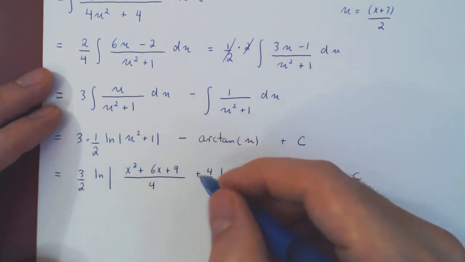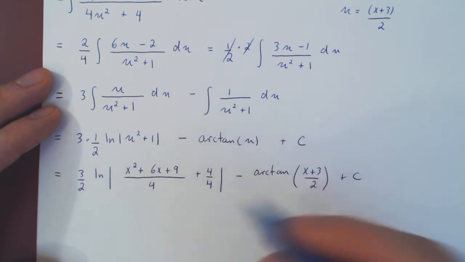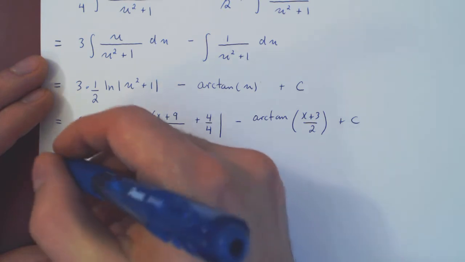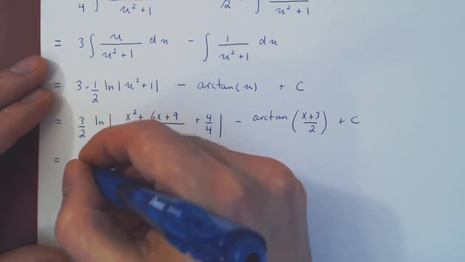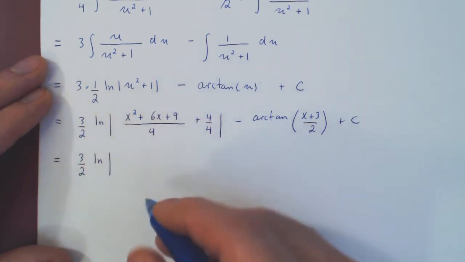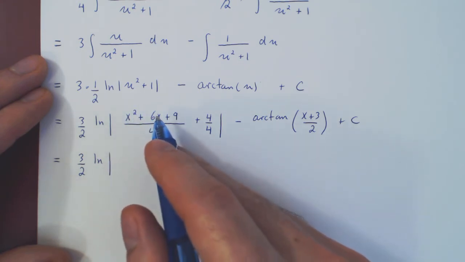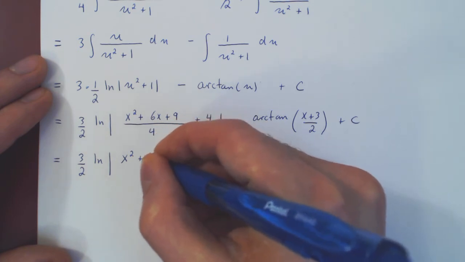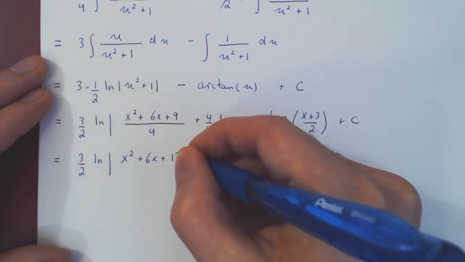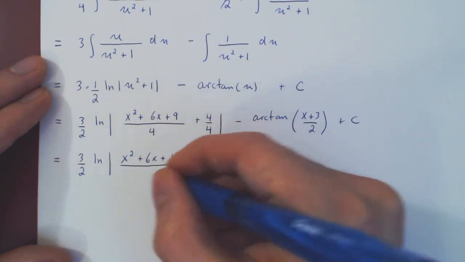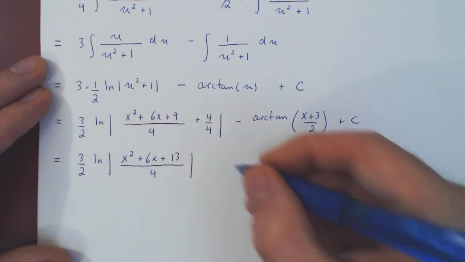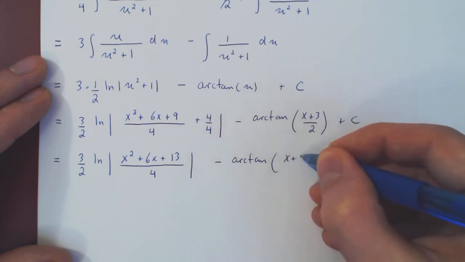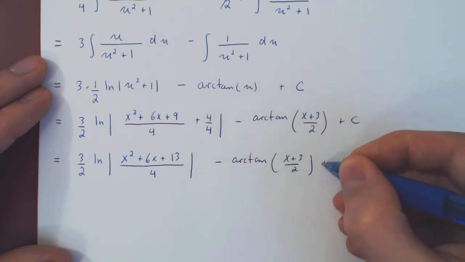Now, why did I do this? Why did I rewrite 1 as 4 over 4? Well, I can now combine as a single fraction. This will be 3 over 2, the ln of, well, x squared plus 6x plus 9 plus 4 is plus 13, all over 4, minus the arctangent of x plus 3 over 2 plus c.